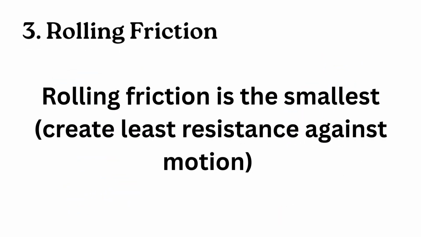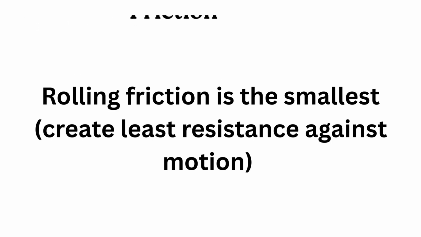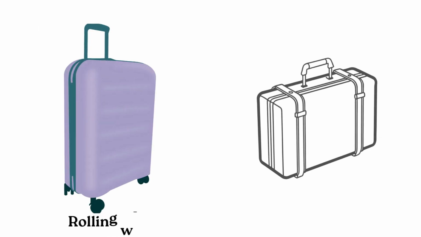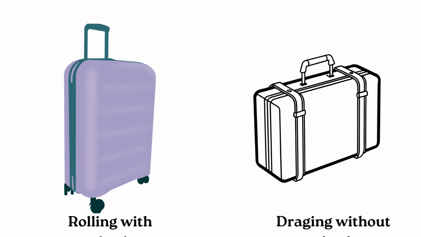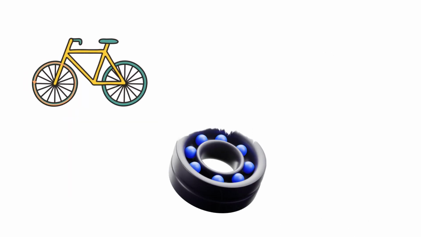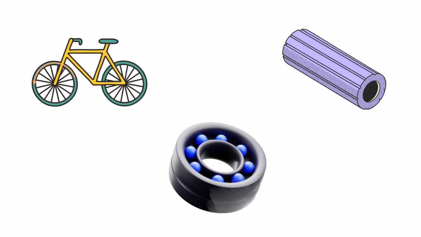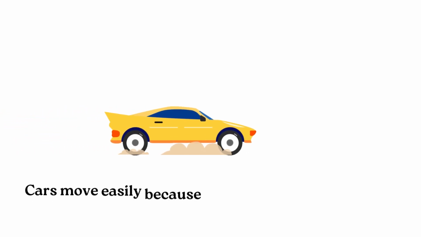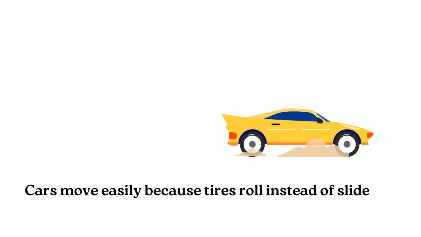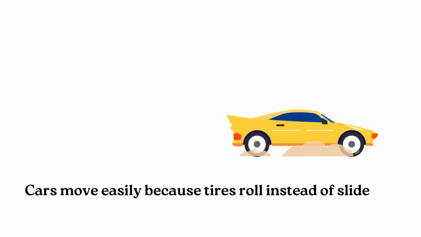Rolling friction is much smaller than sliding friction. That is why it is easier to roll a suitcase than drag it. Wheels, ball bearings, and rollers are all inventions to reduce friction. An example of this could be that a car moves easily because its tires roll instead of slide.